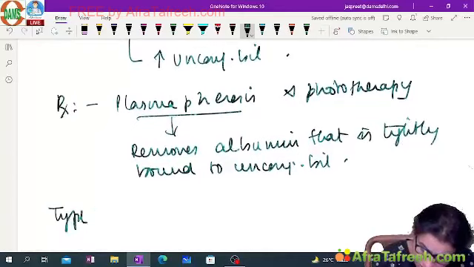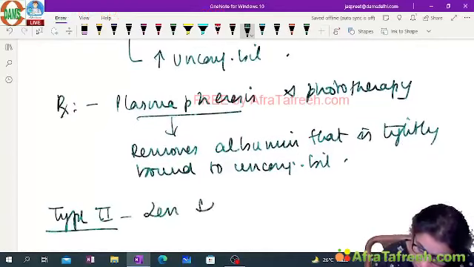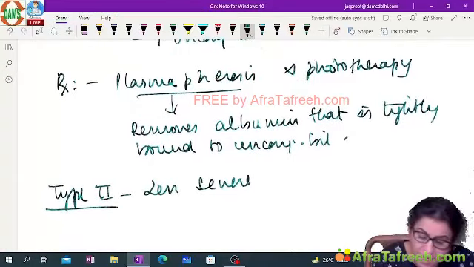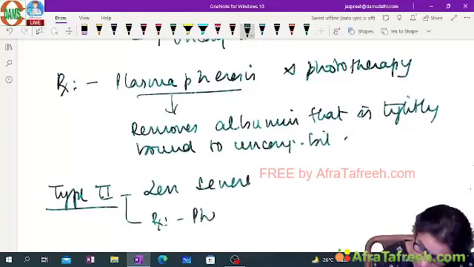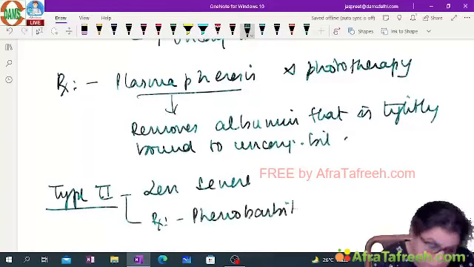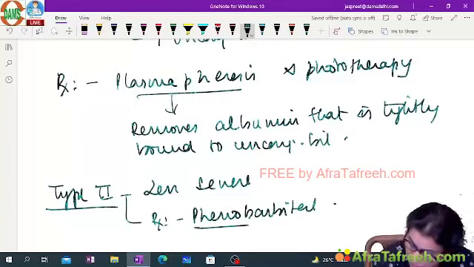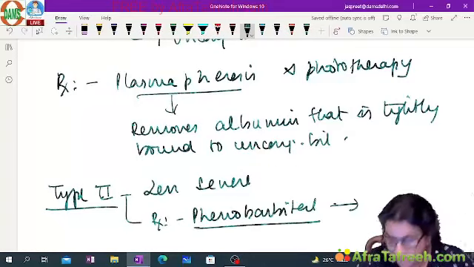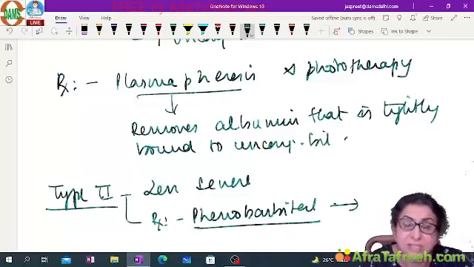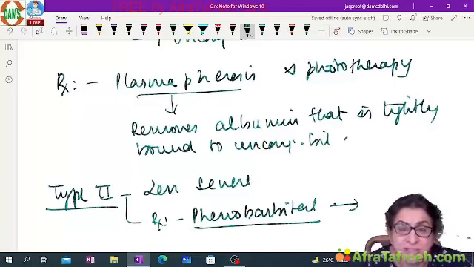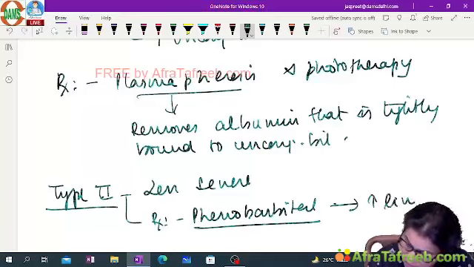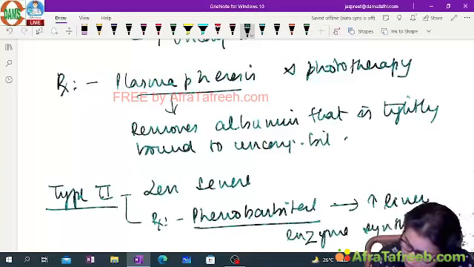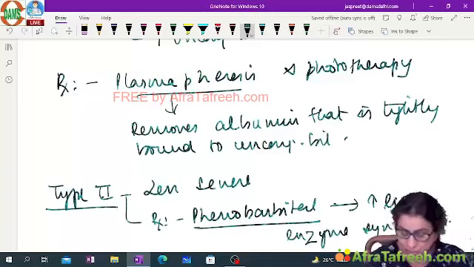Okay, type 2 is less severe, and in type 2 the treatment is phenobarbital. How does phenobarbital act? It stimulates the liver to produce more UDP glucuronosyltransferase. So it increases the synthesis of the enzyme by the liver.